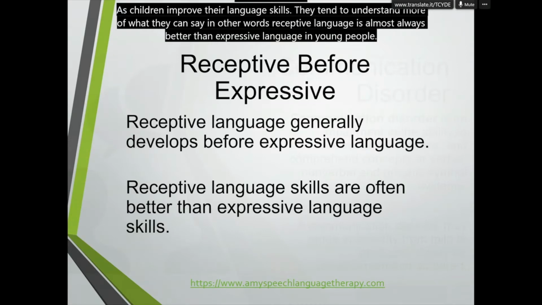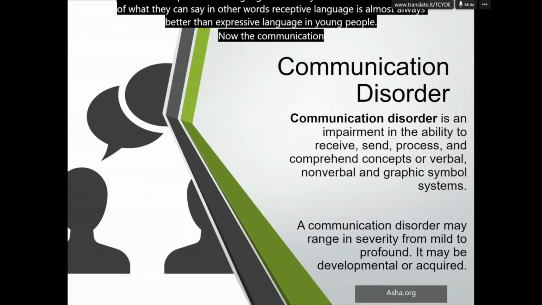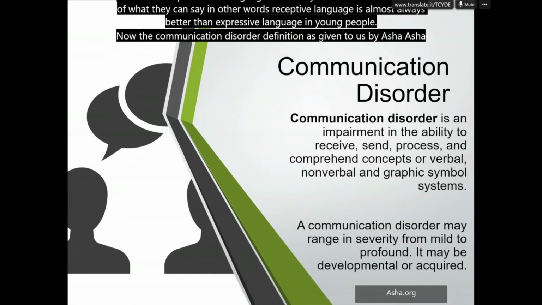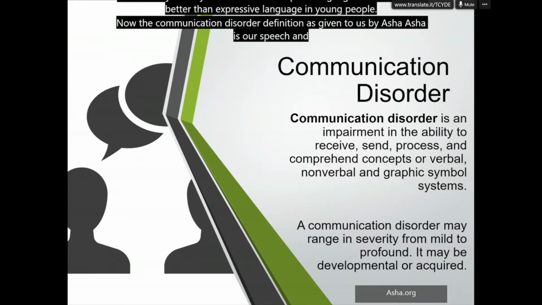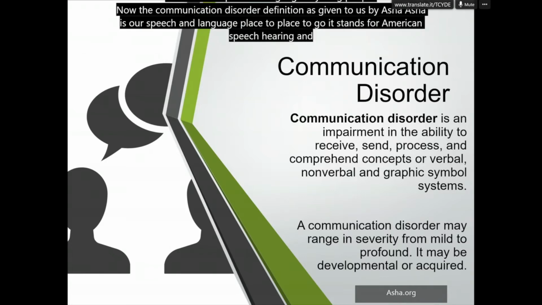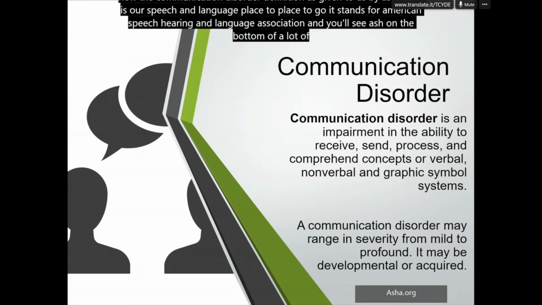Now, the communication disorder definition as given to us by ASHA. ASHA is our speech and language place to go. It stands for American Speech, Hearing, and Language Association. And you'll see ASHA on the bottom of a lot of my slides because that is our place as speech and language pathologists to get information.